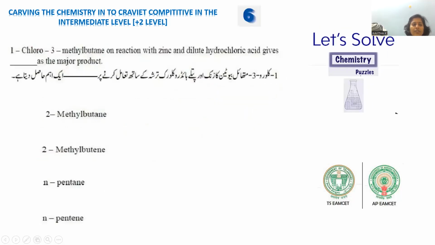Let's go with the last question of the session. This is a part of organic chemistry where 1-chloro-3-methyl butane, on reaction with metallic zinc and dilute hydrochloric acid, gives a dash as the major product. Here the compound is a haloalkane and it is treated with metallic zinc. When zinc is added, it will insert in between, and with dilute hydrochloric acid, which is a kind of acid treatment, zinc chloride will be removed and we will get the alkane. Haloalkanes will be converted into alkanes by means of zinc and hydrochloric acid treatment.